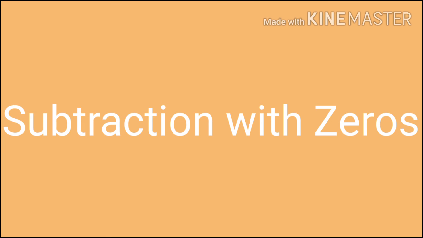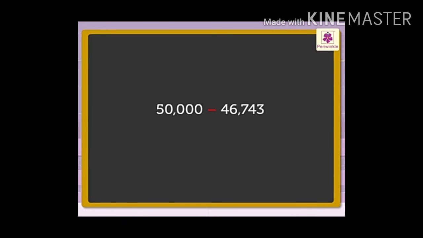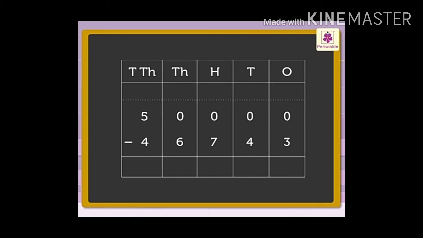Now subtraction with zeros. How to subtract numbers with zeros? Here is an example. 46,743 we have to subtract from 50,000. How? We have to write these numbers in the place value chart. So here you see thousands, hundreds, tens, ones place. There are zeros. You cannot subtract the numbers, so we have to regroup it.